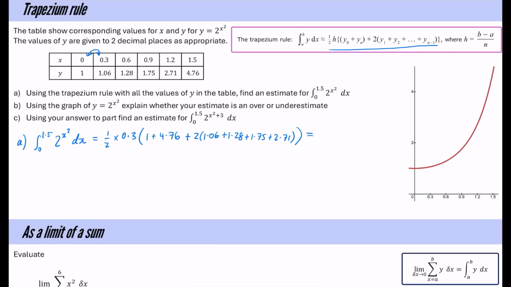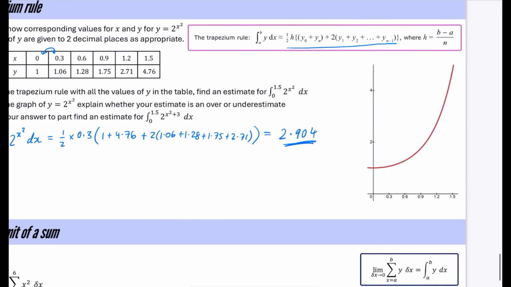Get it all on the calculator as soon as we can. So 0.15 brackets 1 plus 4.76 plus 2 brackets 1.06 plus 1.28 plus 1.75 plus 2.71. Double close those brackets and I have 2.904. Using the graph, explain whether it's an underestimate or an overestimate.